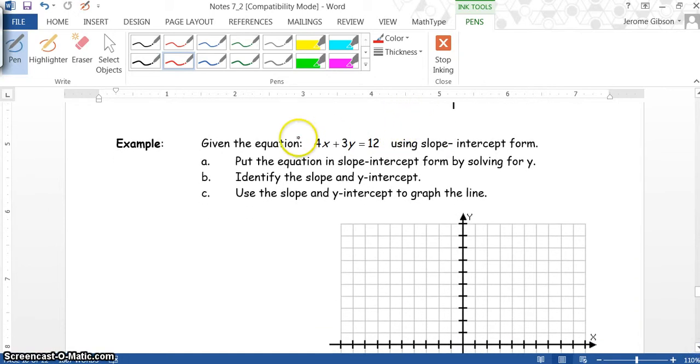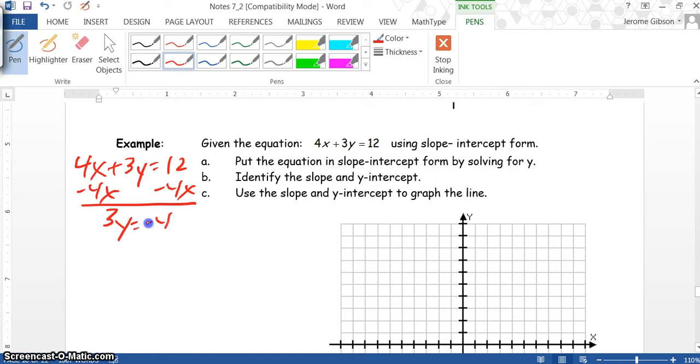Okay, now we scroll down. We have our next example. It says, given the equation 4x plus 3y equals 12, using slope-intercept form, we have an a, b, and c. First, with a, we want to put the equation in slope-intercept form by solving for y. So we can go off to the side here and solve for y. We'll subtract 4x on both sides. We have 3y equals -4x plus 12. We divide each individual term by 3. And y is equal to -4/3 x plus 4.